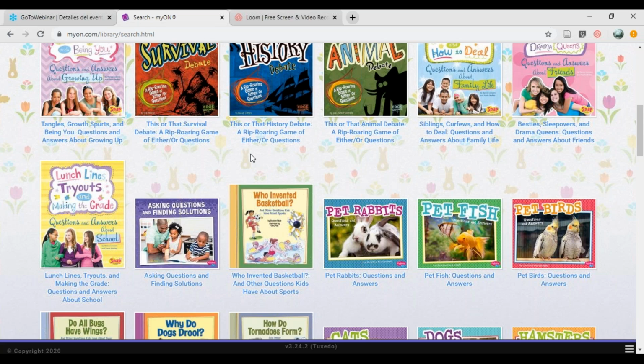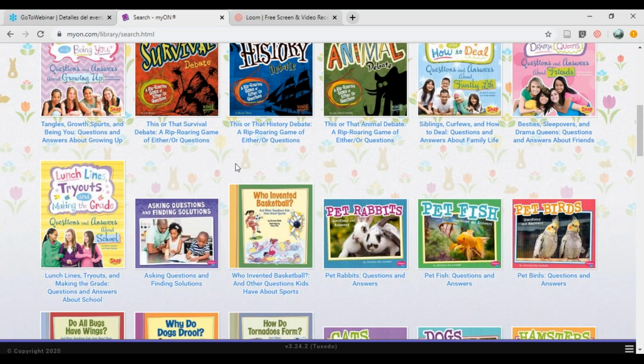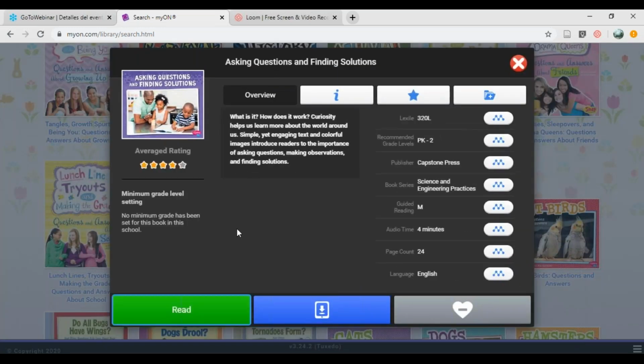So if you know the average level, then you can find the best books for them. In this case, I think this one, asking questions and finding solutions, is going to be a very useful one. Why? Well, because I have here that this is for kindergarten students up to second graders, which suits me perfectly because I am teaching Thumbs Up 2. And I have here that the Lexile level is not very high. It's 320 Lexiles, which is perfect.